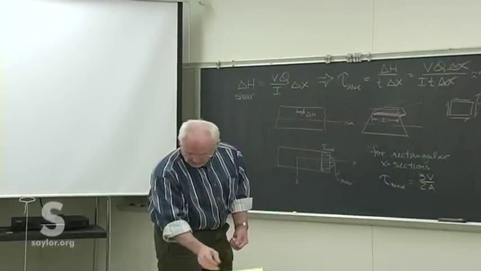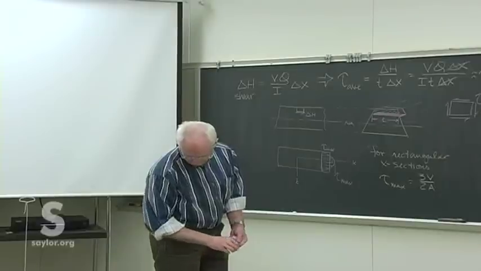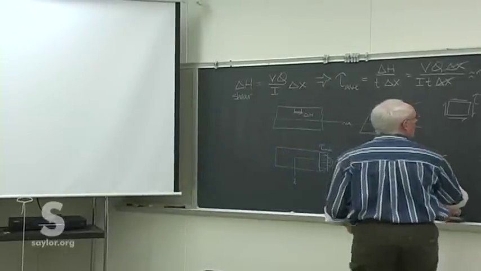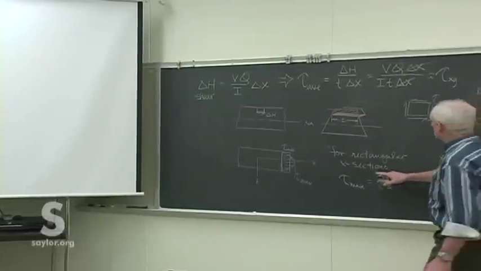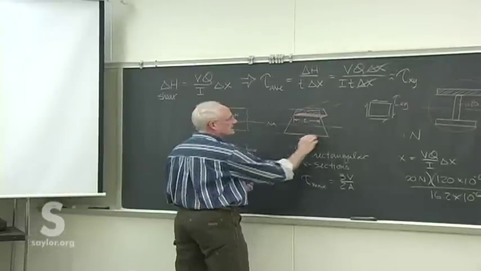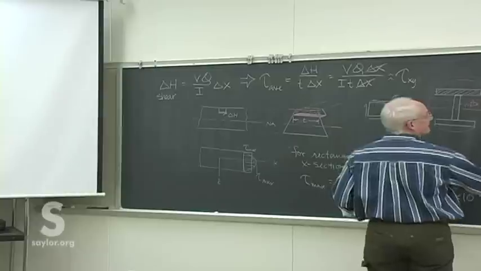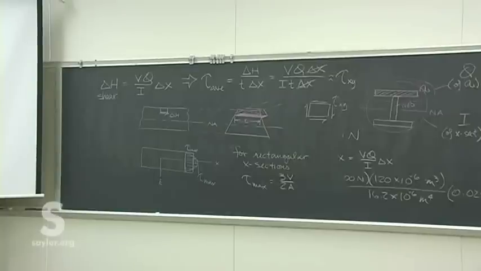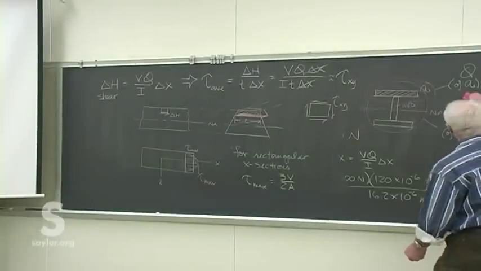Nice rectangular cross sections. And that's, by the way, that A is the cross sectional area of the entire piece. Okay, so let's run through it again with another example.